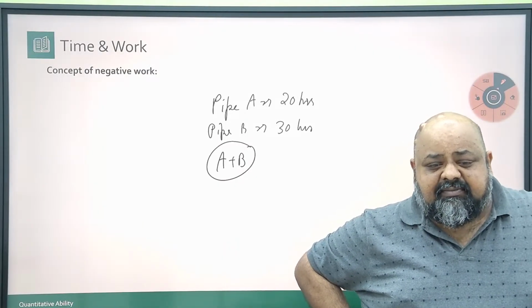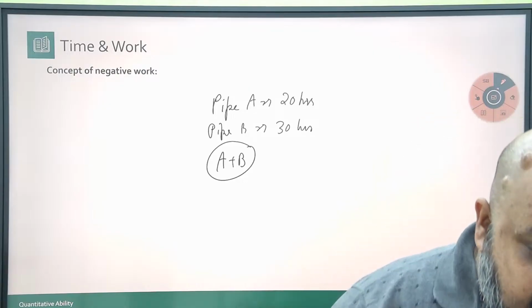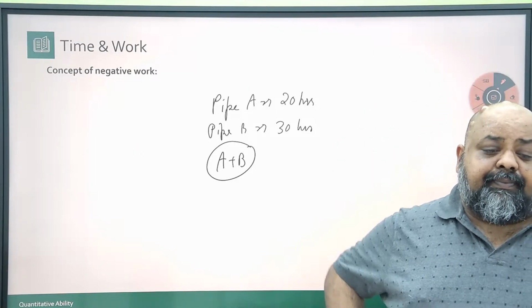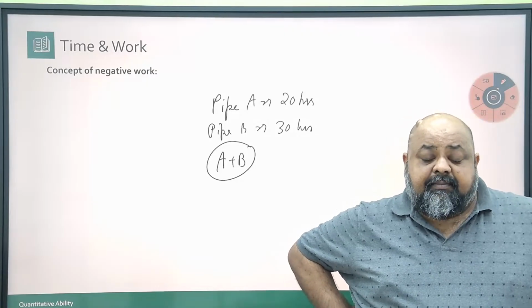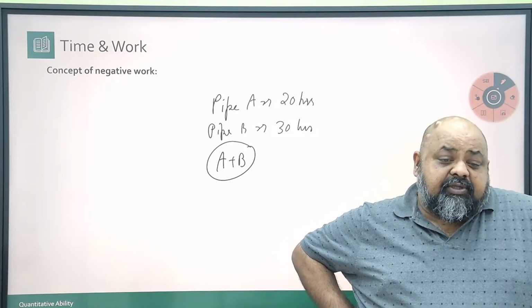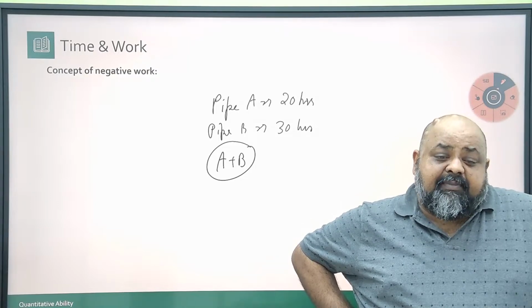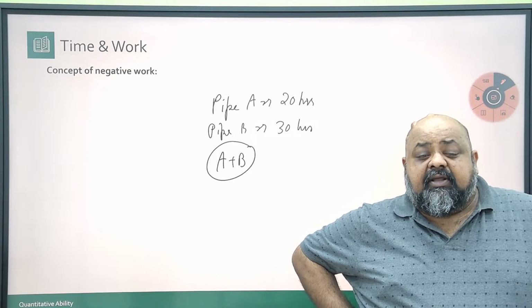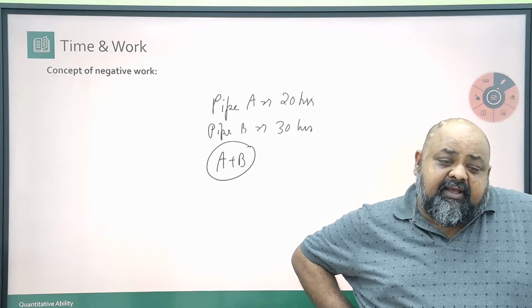This is the same as the questions that we have been doing so far, right? But instead of A and B, it says pipe A and pipe B. Instead of A and B doing the work, it says pipe A and B filling the tank. मेरा process तो same ही रहेगा.